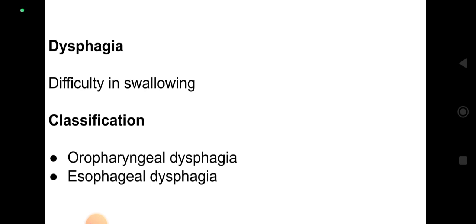Dysphagia is difficulty in swallowing. It is divided into the following types: oropharyngeal dysphagia and esophageal dysphagia. In oropharyngeal dysphagia, there is a problem in transferring food from the mouth to the esophagus, and in esophageal dysphagia, we have difficulty in swallowing food down the esophagus.